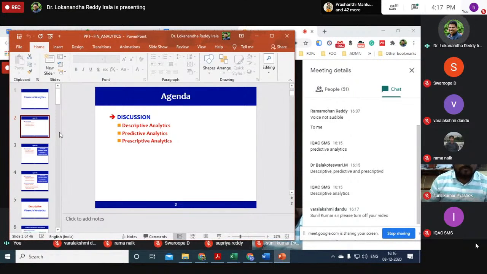So based on the past data, based on the existing data, based on numeric and non-numeric data, we try to tell what is going to happen. That is predictive analytics. Then coming to prescriptive analytics. So what is prescriptive analytics? Can you please respond? Having understood descriptive and predictive, what is prescriptive?